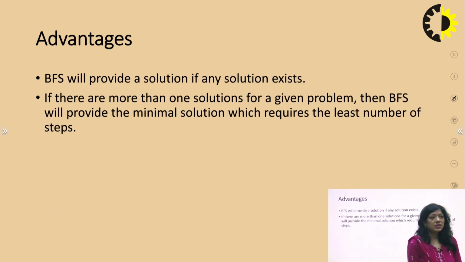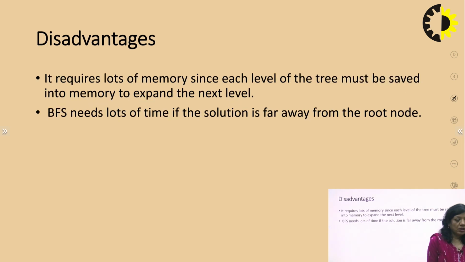The advantage of BFS is that BFS will provide a solution if any solution exists. If there is more than one solution for a given problem, then BFS will provide the minimal solution which requires the least number of steps. The disadvantage of BFS is that it requires lots of memory, since each level of the tree must be saved into memory to expand the next level, and BFS needs lots of time if the solution is far away from the root node.